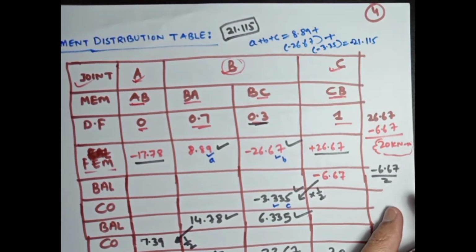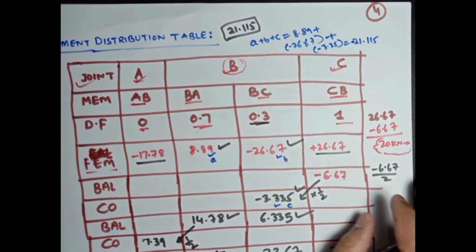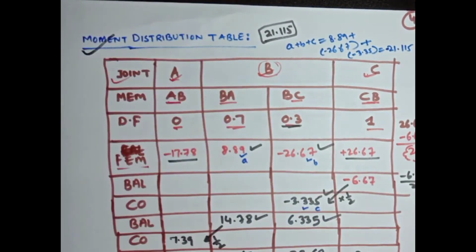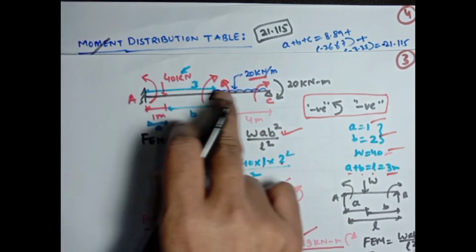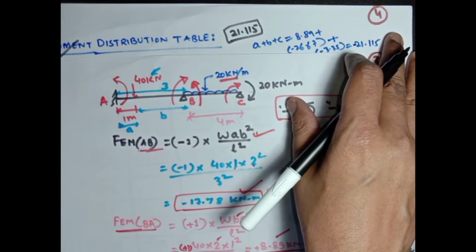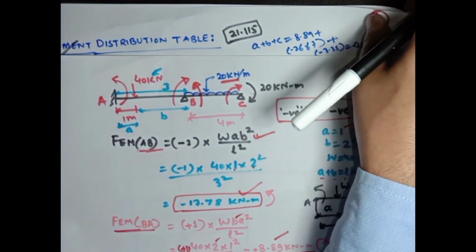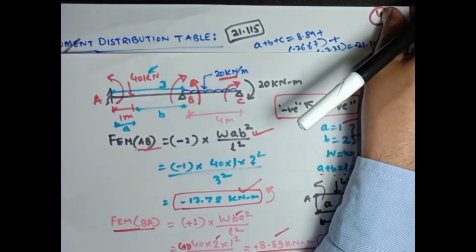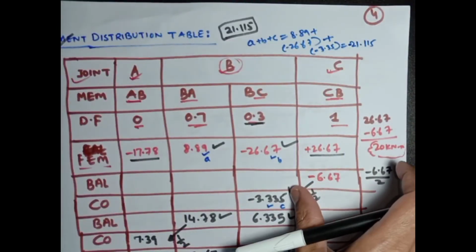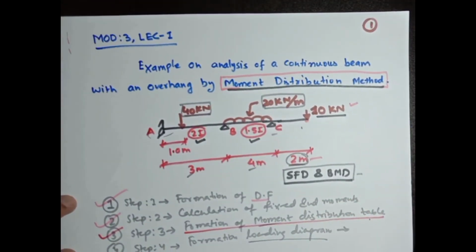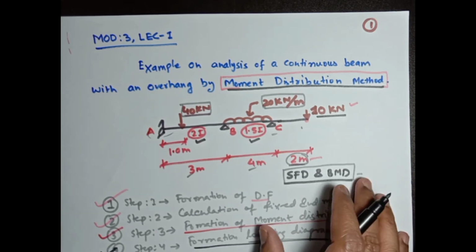Now I have done with the moment distribution table. Through this moment distribution table and the loading which are already existing on this member, the continuous beam, we will be showing a loading diagram. Through this we will form SFD and BMD. Now let's move here. This is step 4, formation of loading diagram.